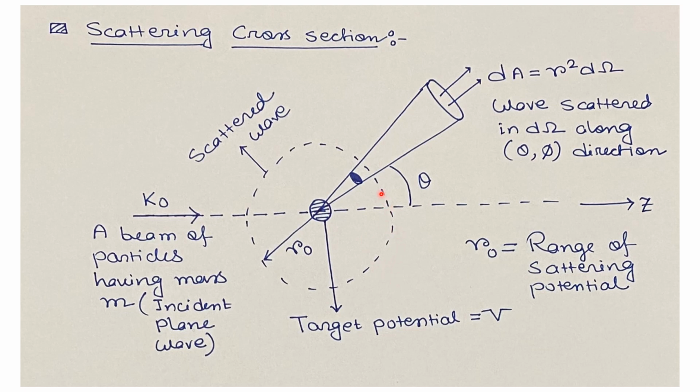So we will be considering a small region, basically a small differential solid angle d omega, through which some particles are getting scattered. So the cross section through which some particles are getting scattered is dA equals r square times the differential solid angle d omega, which is shown here by the dark region. So through this differential area dA, the scattered wave or particles will be scattered in d omega along the theta and phi direction in the three-dimensional spherical polar coordinates.